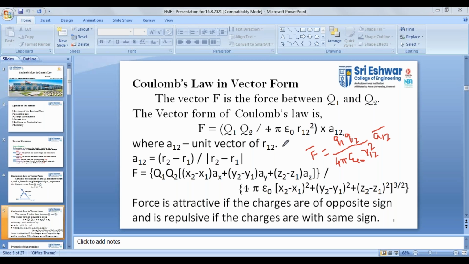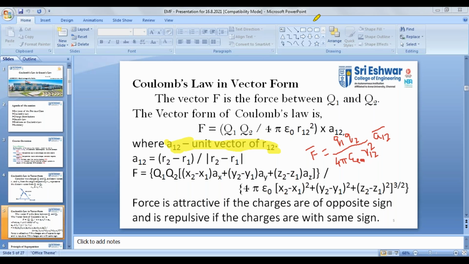So this is the F vector. You got it? So F vector is equal to Q1 Q2 by 4 pi epsilon naught R12 square into A12 vector, where A12 is the unit vector. A12 is the unit vector of R12. Okay, can you see it?